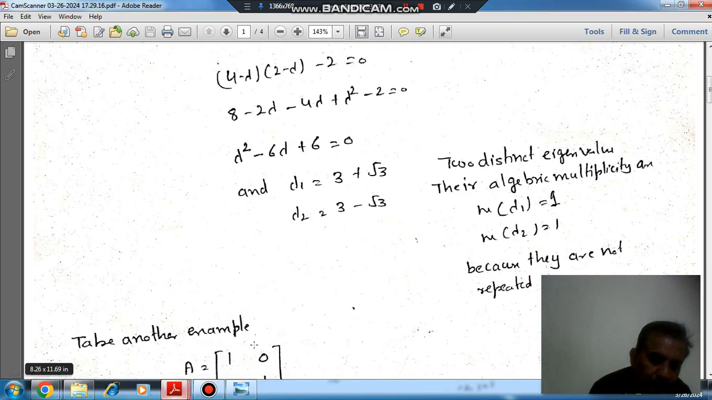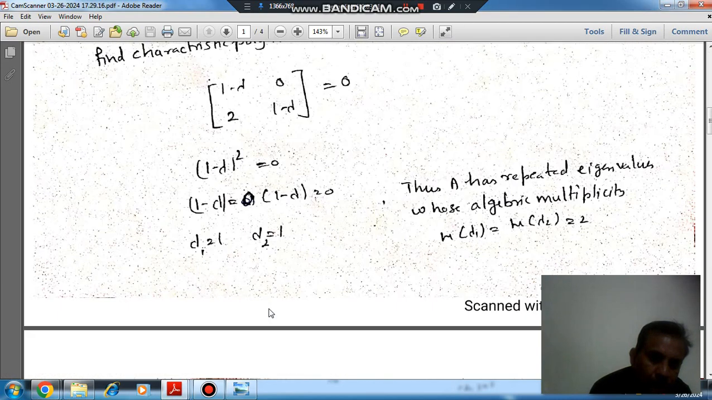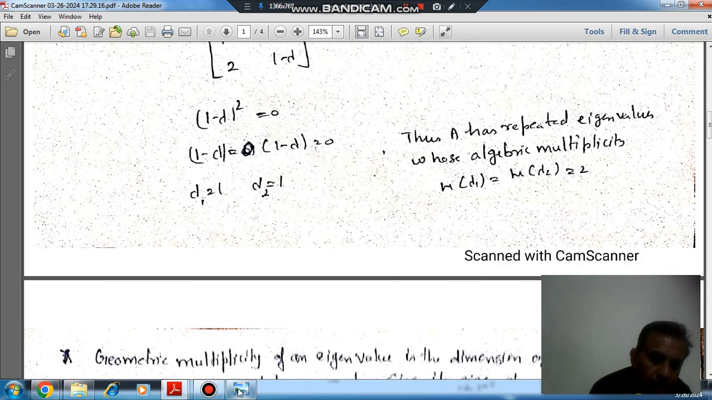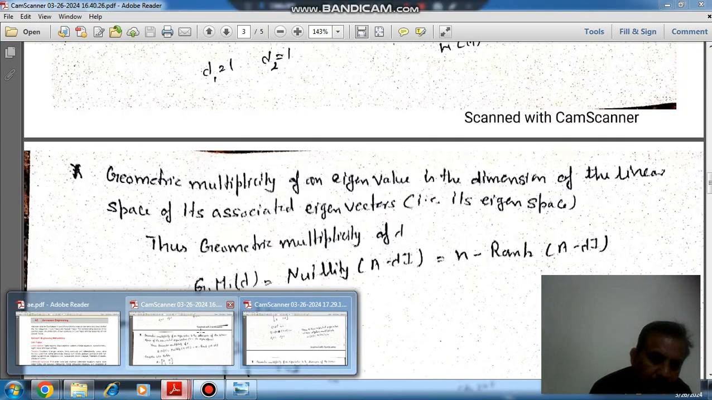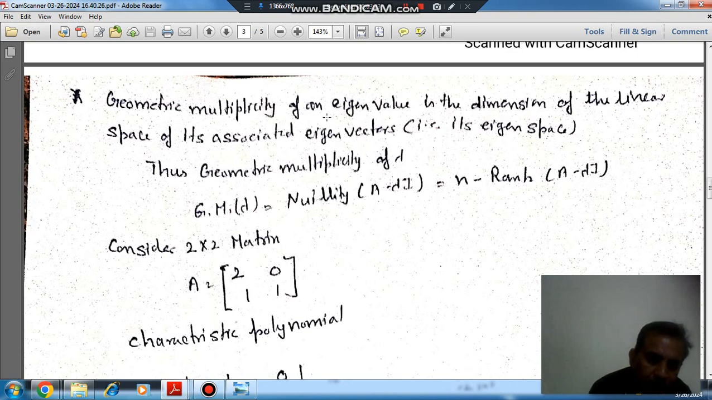Next is geometric multiplicity. I am reading out the definition and then I will explain. Geometric multiplicity of an eigenvalue is the dimension of the linear space of its associated eigenvectors, or we can say the linear space of the associated eigenvectors is called the eigenspace.